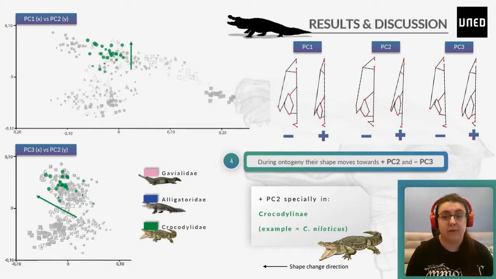This increase in the second principal component was especially important in crocodilians. You have an example here with the Nile crocodile. And the second principal component represents basically, as I said, the shape of the suborbital fenestra and the anterior width of the snout. And the third principal component represents that we can observe that juveniles are located on the right of the third principal component, and moving to the left, where all the adults are, we observe that the palatines are posteriorly displaced during this process.